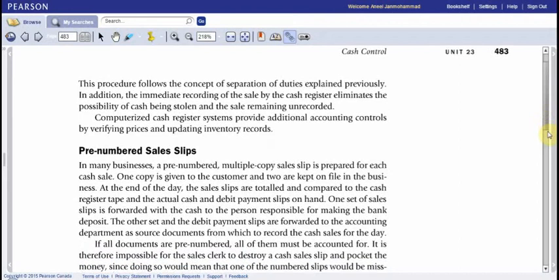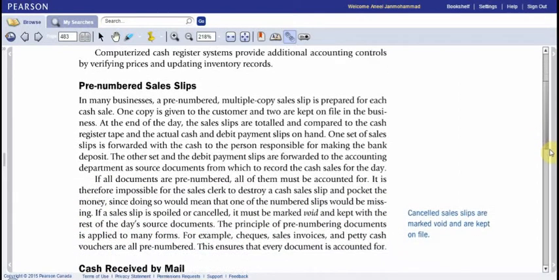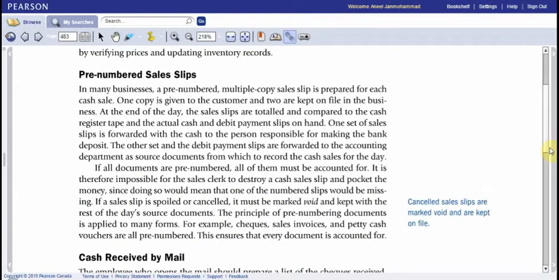Here we go. Pre-numbered sales slips. Okay, so let's address what's a sales slip. That's just a receipt. All right. In the older times, people would actually write the receipt. Here, the receipt will come out of the cash register, and there will be a few copies.